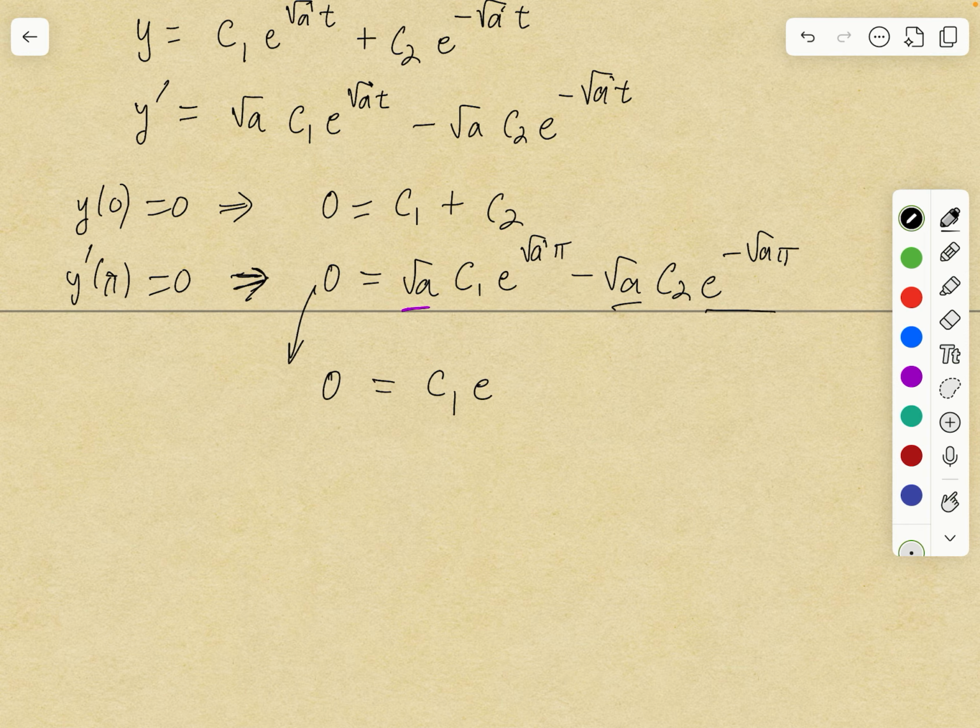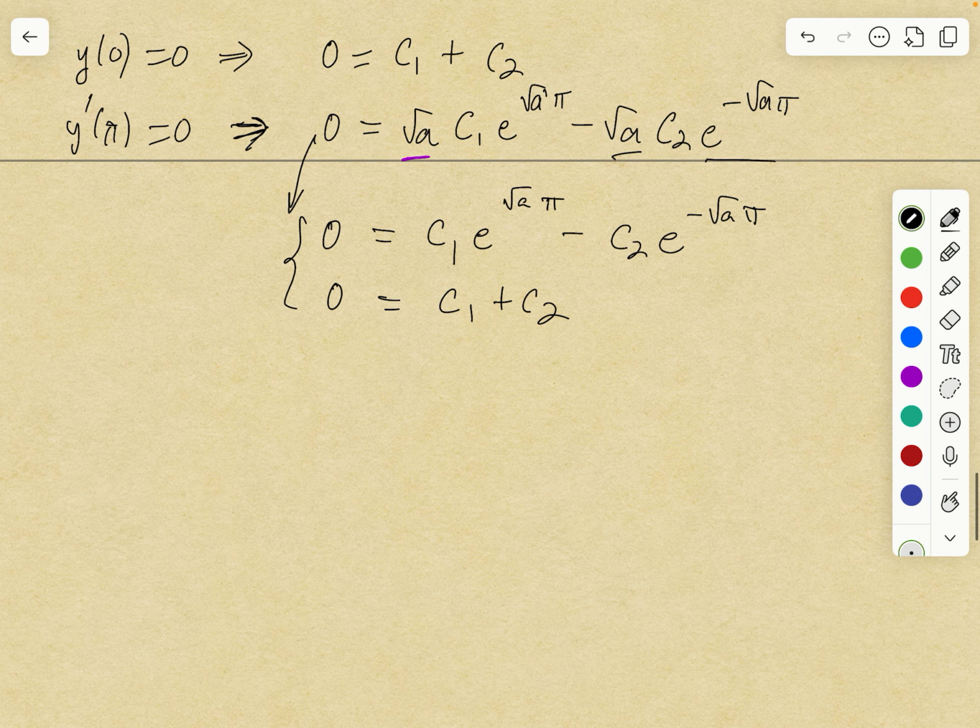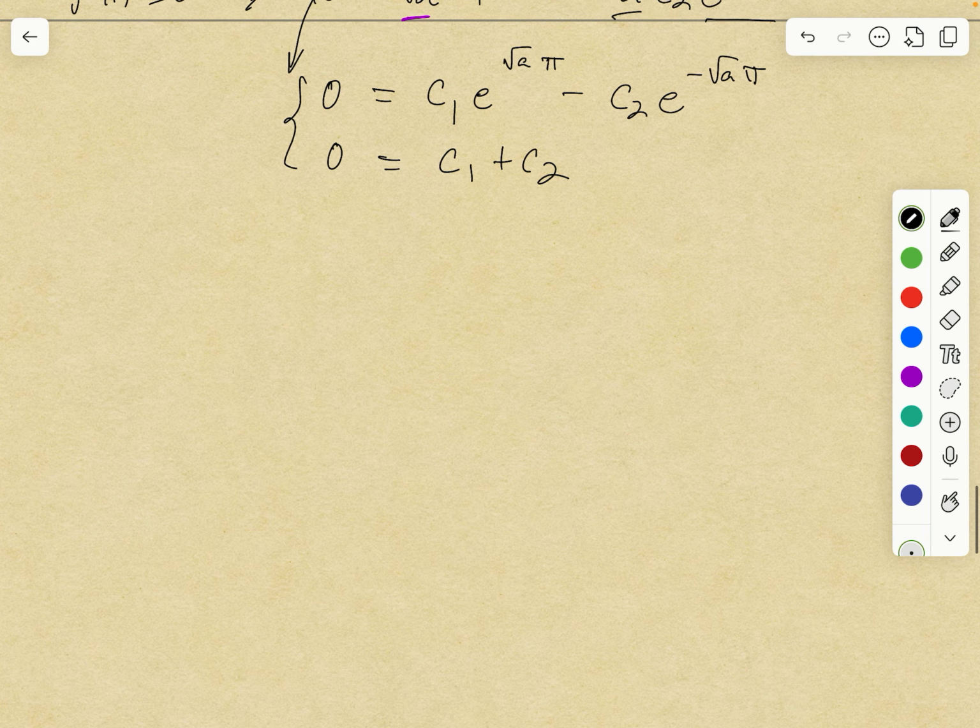Well, c1 e to the root a pi minus c2 e to the minus root a pi. And I also am given that 0 equals c1 plus c2. All right, now I need to solve for c1 and c2. There's a bunch of different ways of doing this, but I guess the easiest way would be to work with the second equation. C2 is minus C1, and then plug that into the first equation.